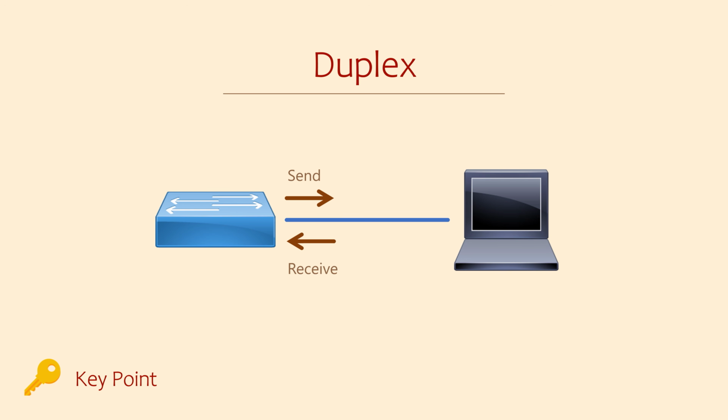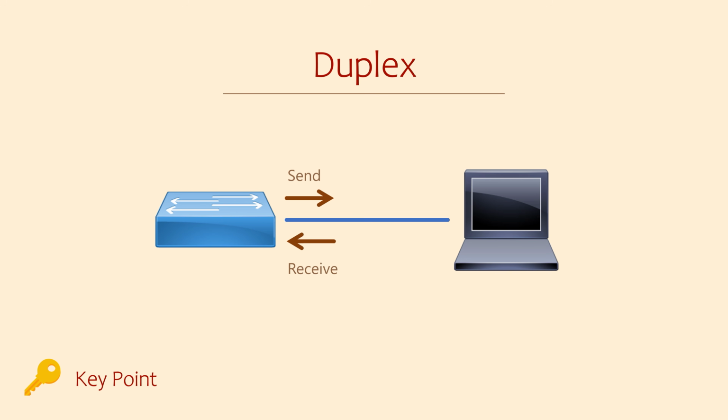In half duplex mode, it can only send or receive at any given time. As you can imagine, full duplex is far more efficient. These days, full duplex is used in most cases. In fact, for interfaces to operate at 10 gig or faster, full duplex is mandatory.